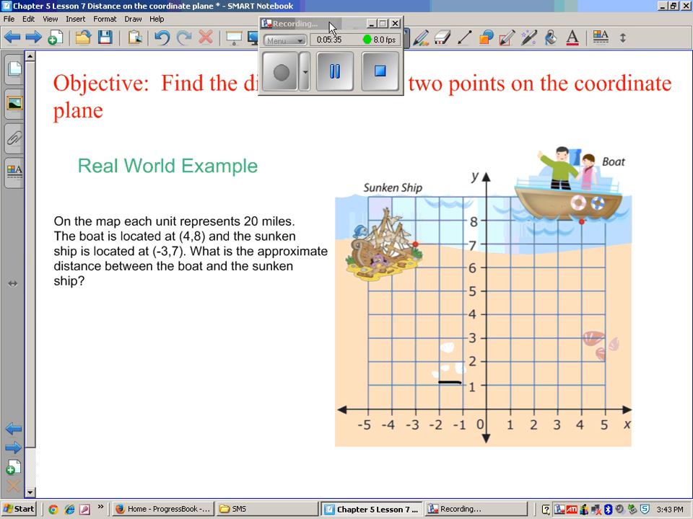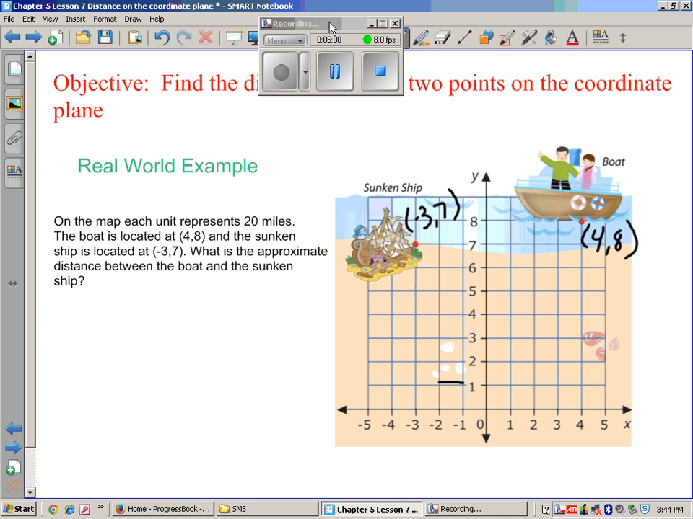That is 1 unit right there, so that would be 20 miles. The boat is located at (4, 8), and the sunken ship is located at (-3, 7). What is the approximate distance between the boat and the sunken ship? Okay, so our boat is at (4, 8), and our sunken ship is at (-3, 7). We're trying to find the distance in miles between them.